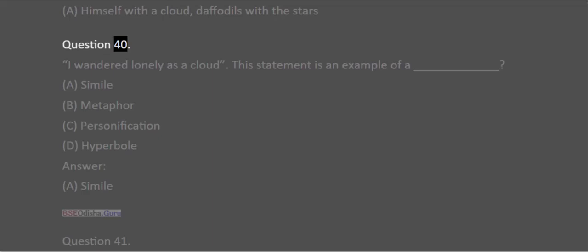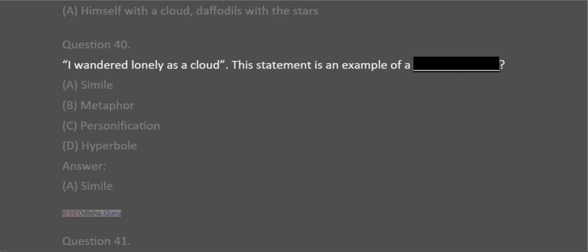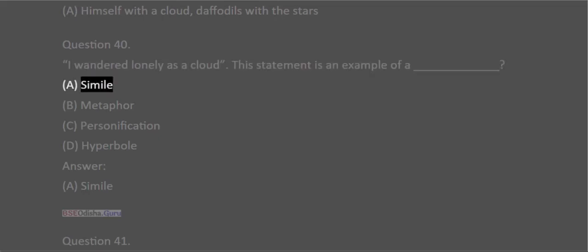Question 40. I wandered lonely as a cloud. This statement is an example of a ______. A. Simile. B. Metaphor. C. Personification. D. Hyperbole. Answer. A. Simile.